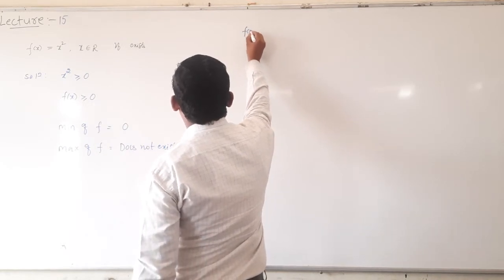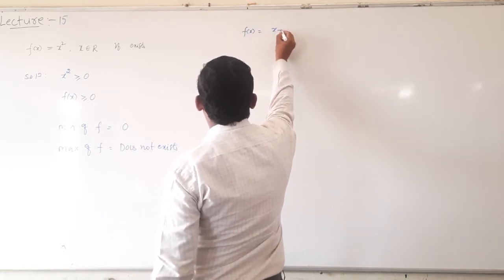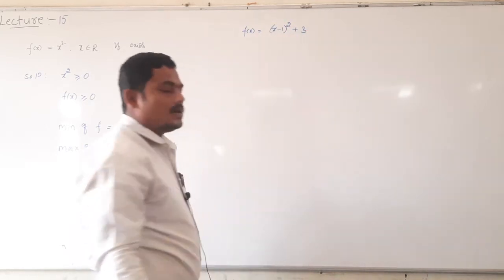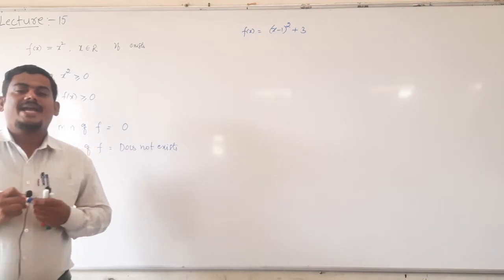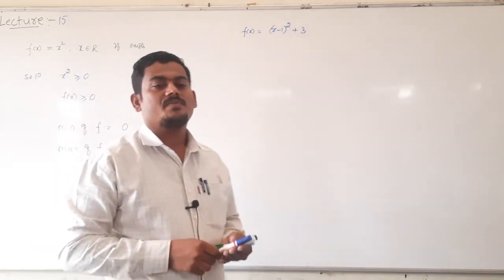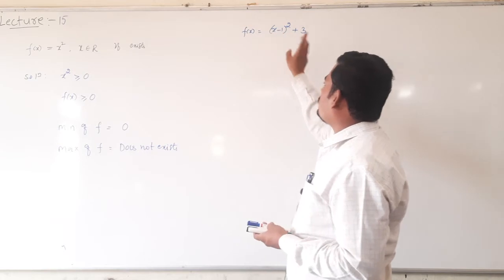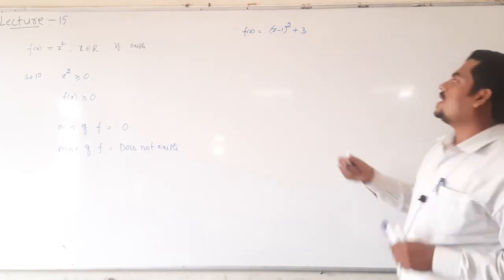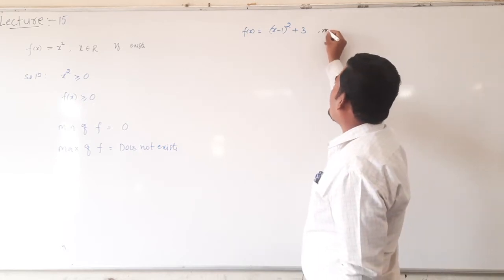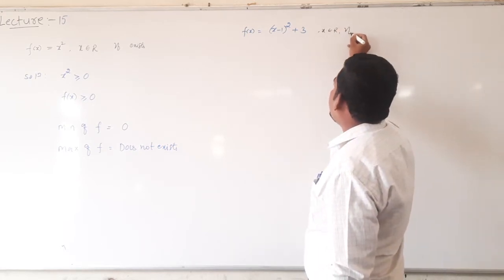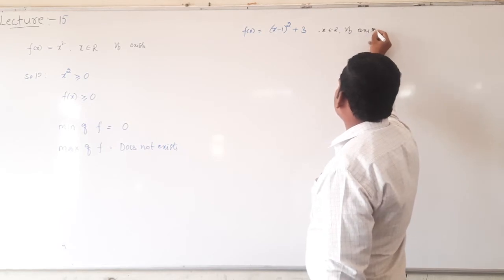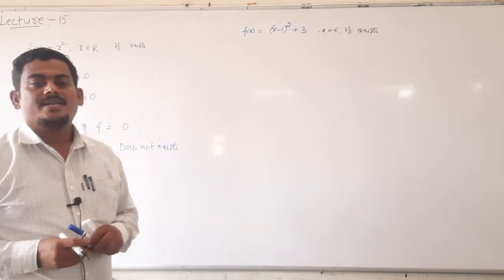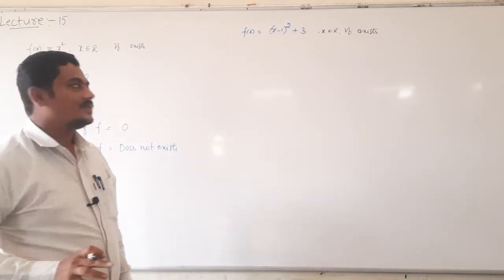Next, f of x equal to x minus 1 whole square plus 3. Find the maximum and minimum values for the function f of x equal to x minus 1 whole square plus 3 for all x belongs to R, if they exist. If they exist, find the maximum and minimum values, right?